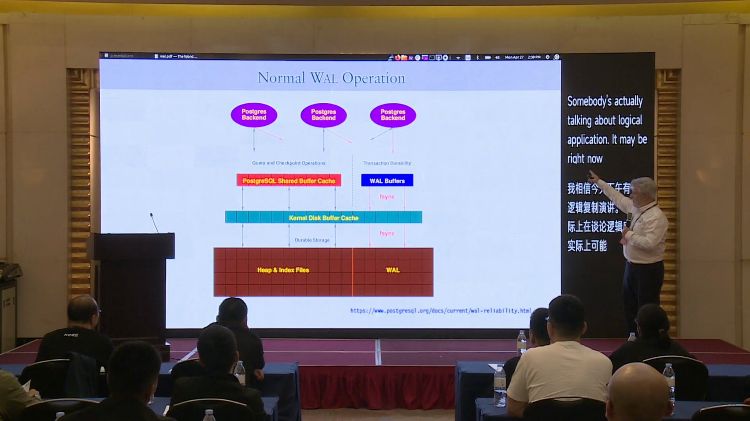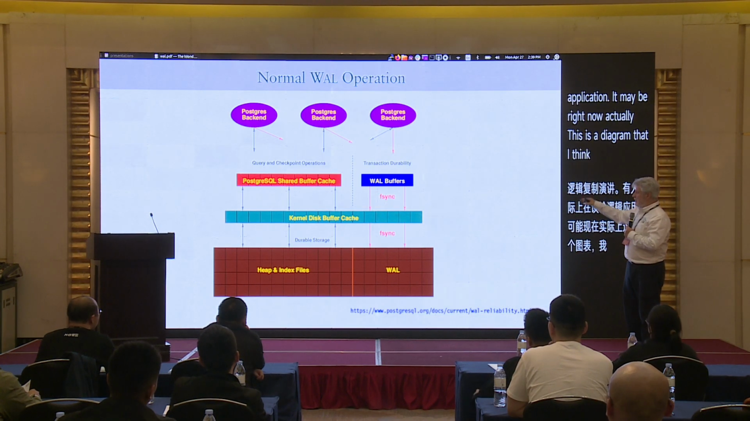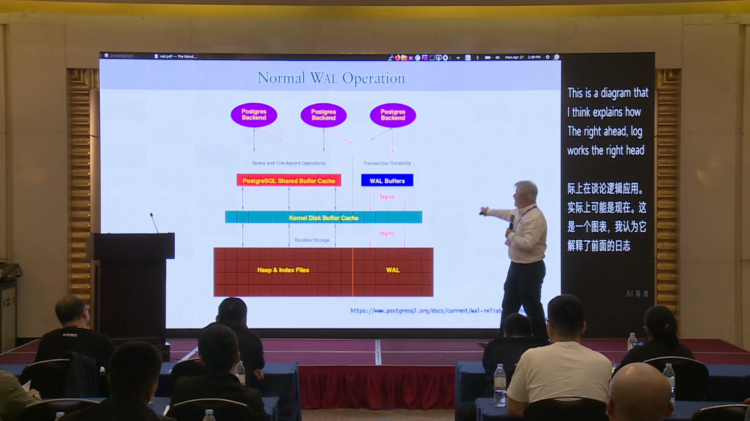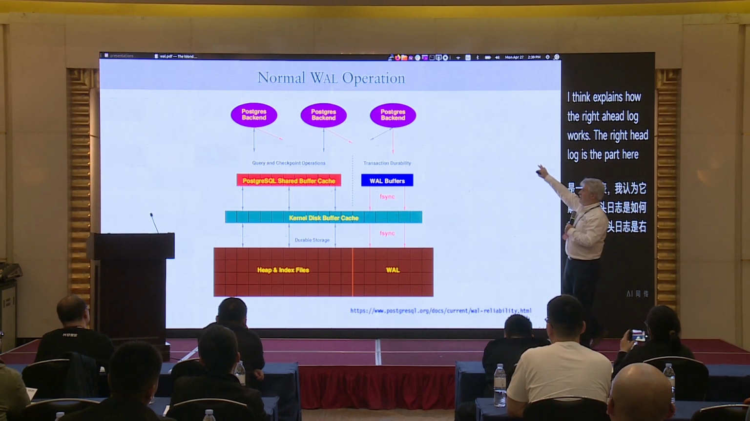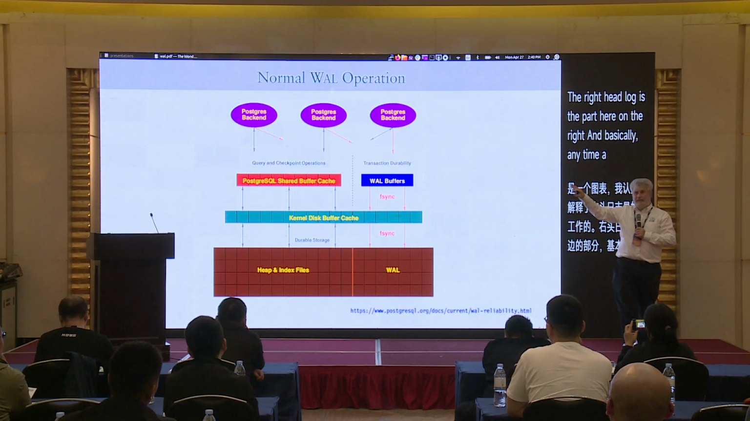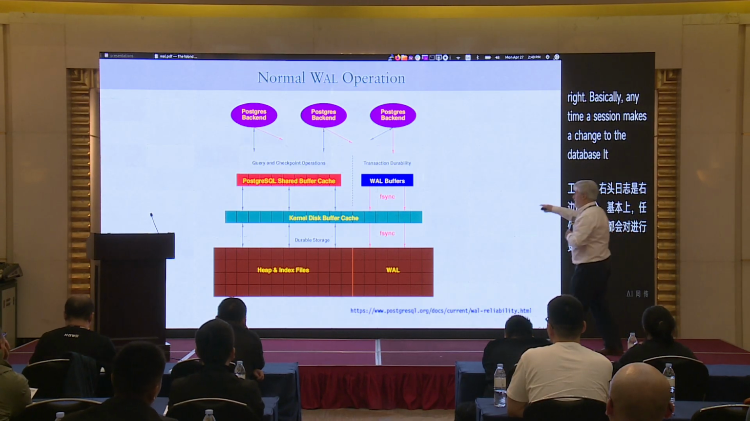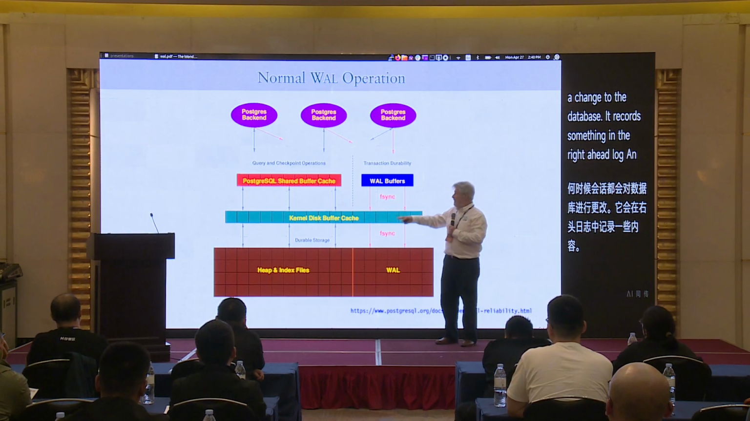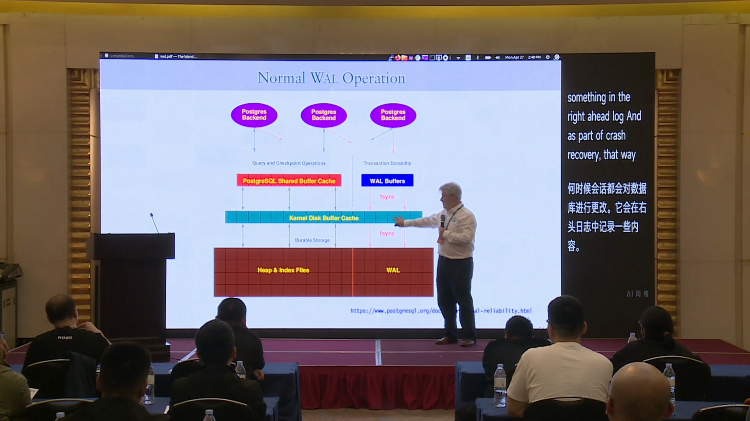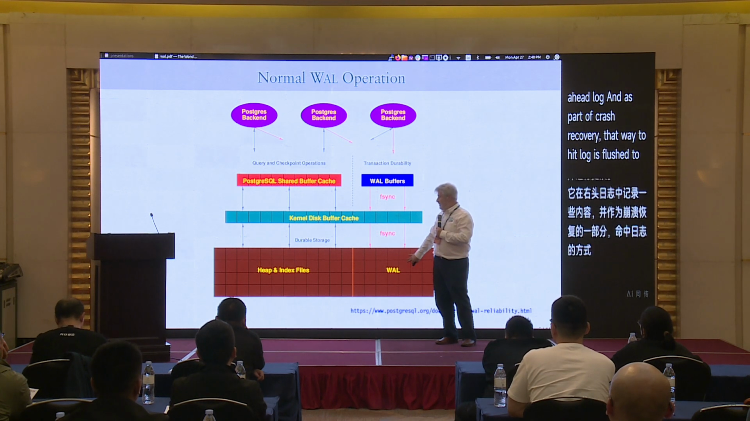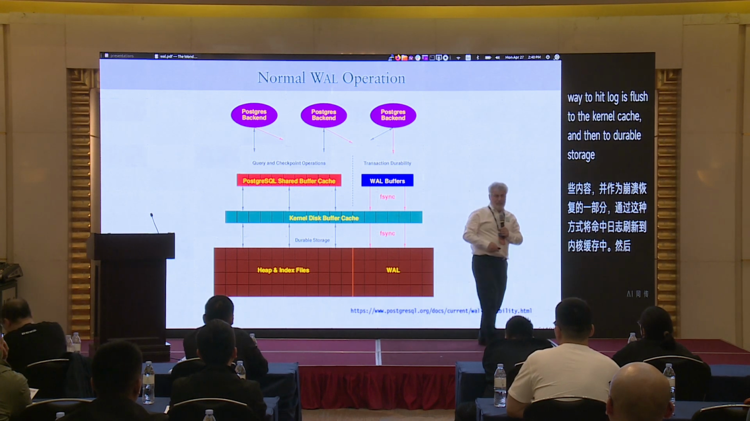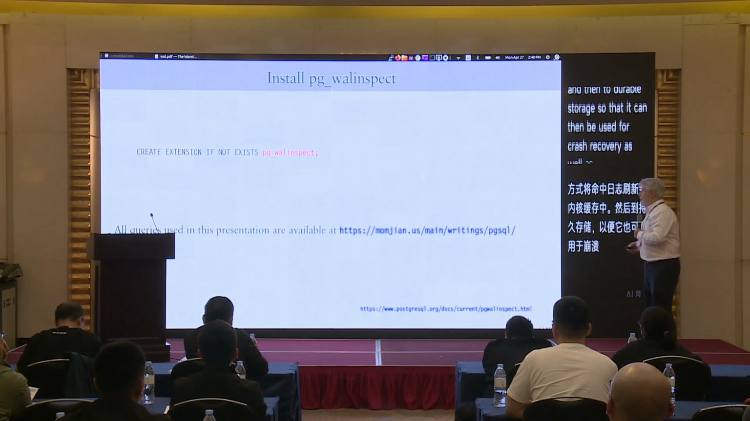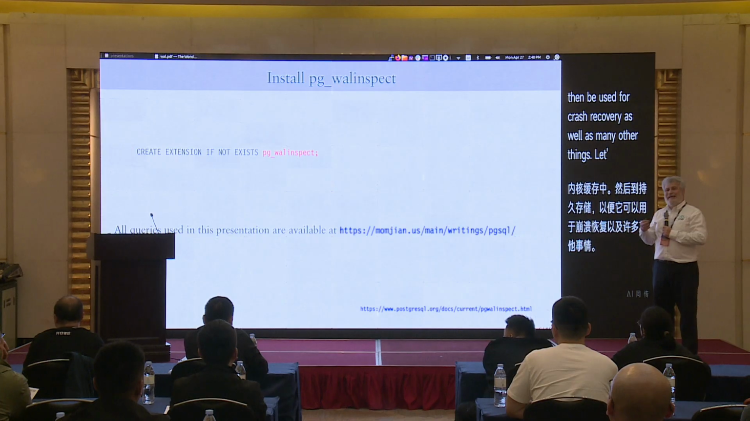This is a diagram that I think explains how the write-ahead log works. The write-ahead log is the part here on the right. And basically, any time a session makes a change to the database, it records something in the write-ahead log. And as part of crash recovery, that write-ahead log is flushed to the kernel cache and then to durable storage so that it can then be used for crash recovery as well as many other things. Okay? Let's take a look at what is in the write-ahead log.